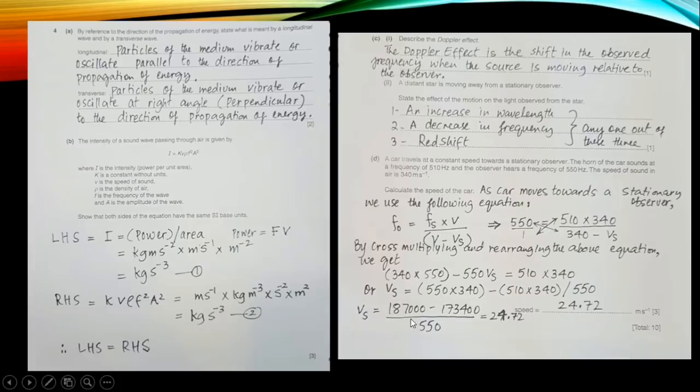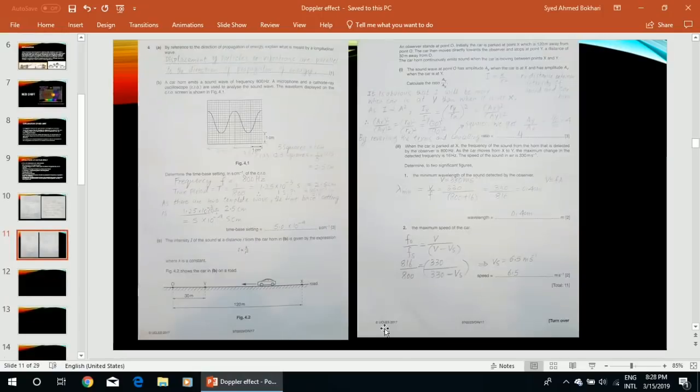Now we will solve some questions from the past papers from Cambridge board.